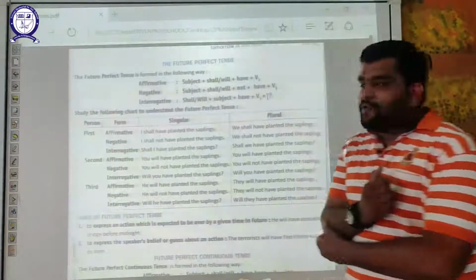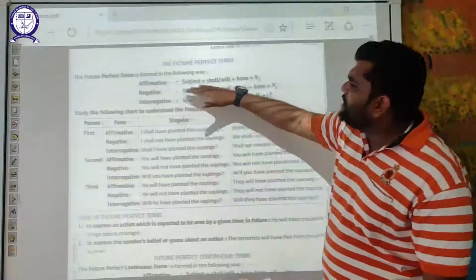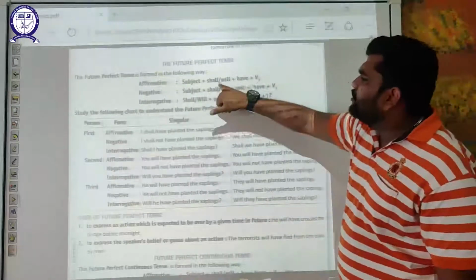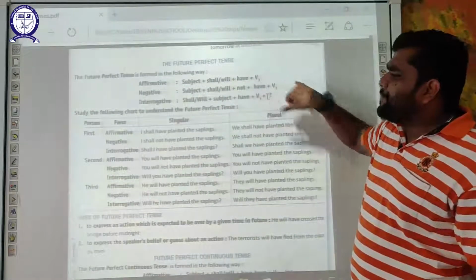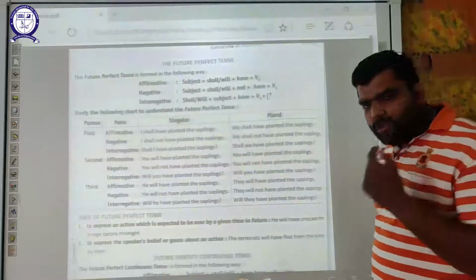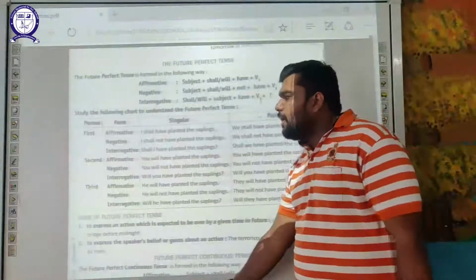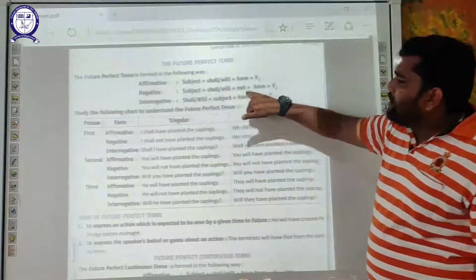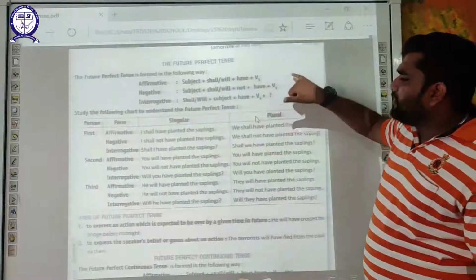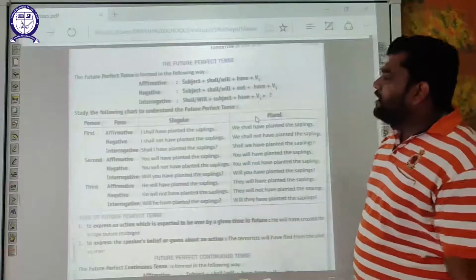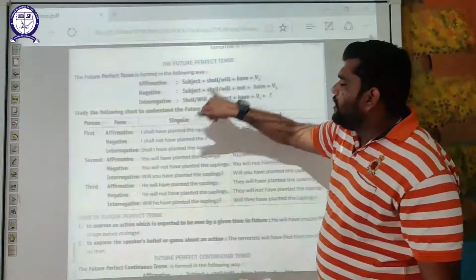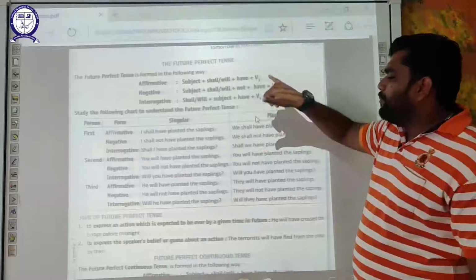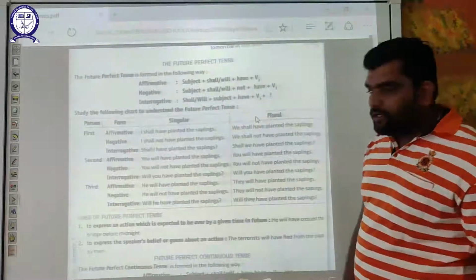Now let us have some examples. I shall have planted the saplings. Saplings are small plants. Now second, you will not have planted the saplings. Interrogative: will he have planted the saplings? Okay.